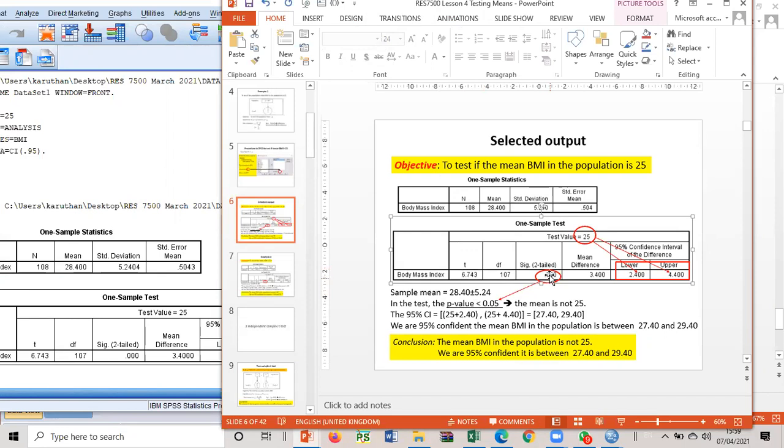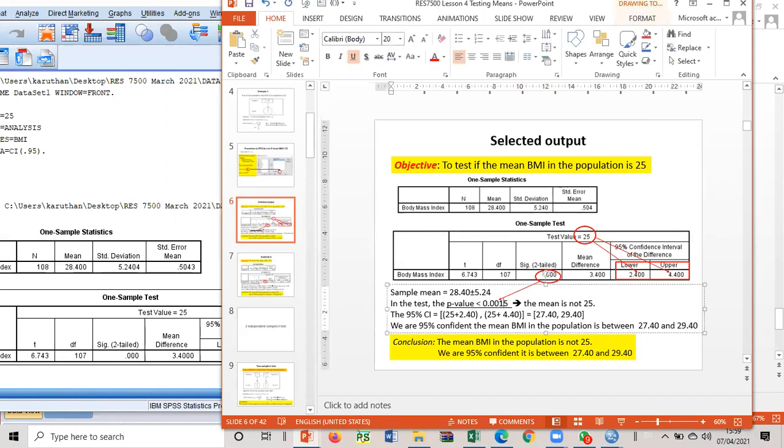Look at the p-value. Is this p-value small? Yes. When SPSS reports 0.000, actually you report less than 0.001. Is it less than 0.05? Yes. Just now I said look at the p-value. My objective is whether the mean is 25. So my conclusion is the p-value is less than 0.05, therefore the mean is not 25, to answer my objective.